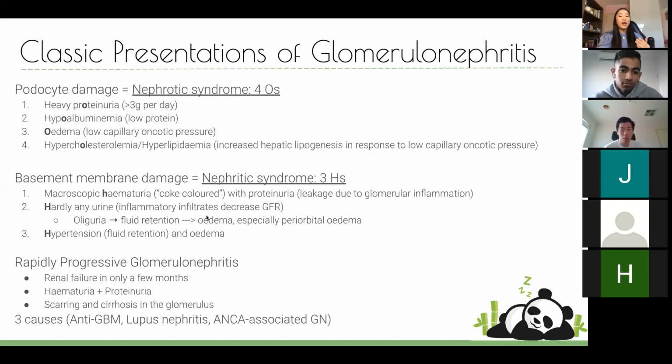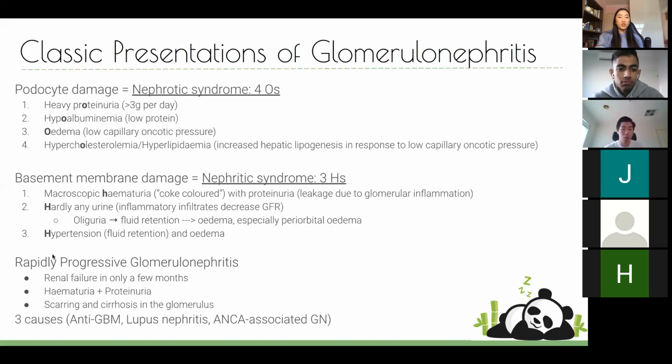You see it in both. And particularly hypertension, again, relating to that fluid retention. So nephrotic syndrome is 4 O's, nephritic syndrome is 3 H's. But the main differentiating thing is protein versus blood in the urine.